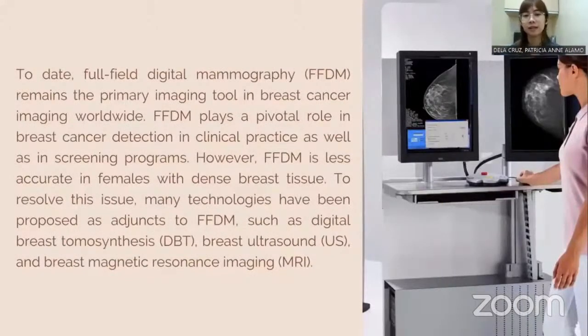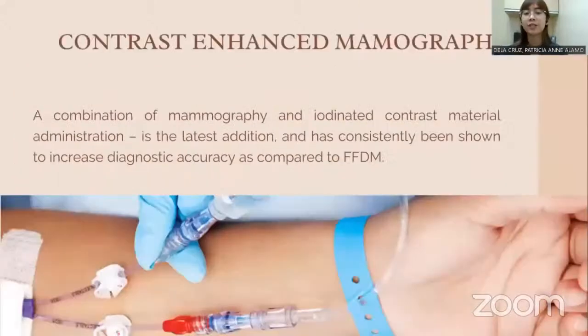So it plays an important role in breast cancer detection, but it has its limitations, like in females or patients with dense breast tissue. So to resolve this issue, we have alternatives like digital breast tomosynthesis, breast ultrasound, and breast magnetic resonance imaging. Contrast-enhanced mammography is a combination of mammography and iodinated contrast material administration. So it increases the diagnostic accuracy as compared to full-field digital mammography.